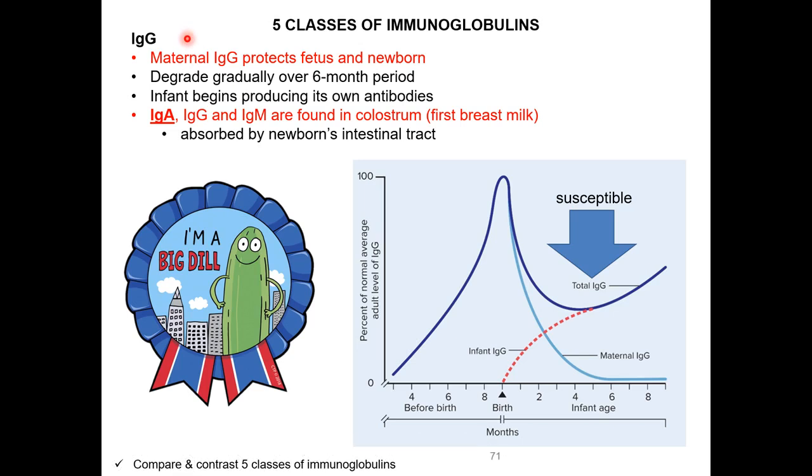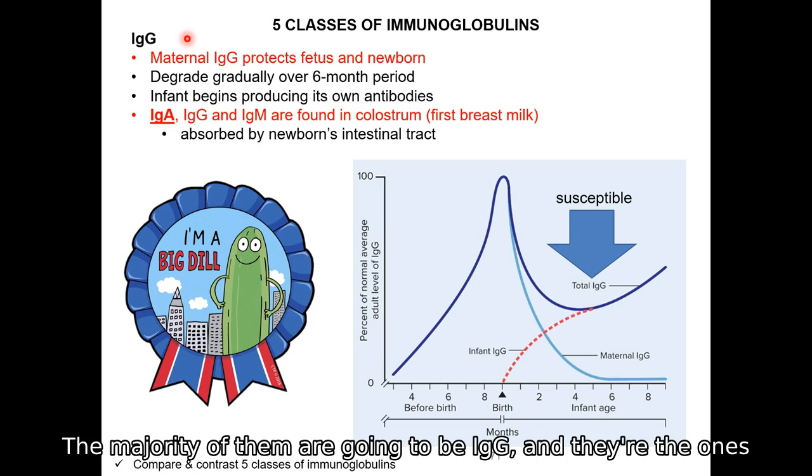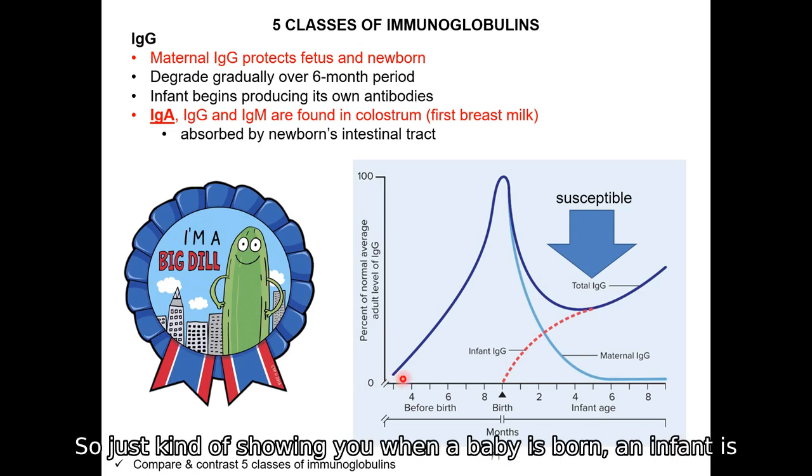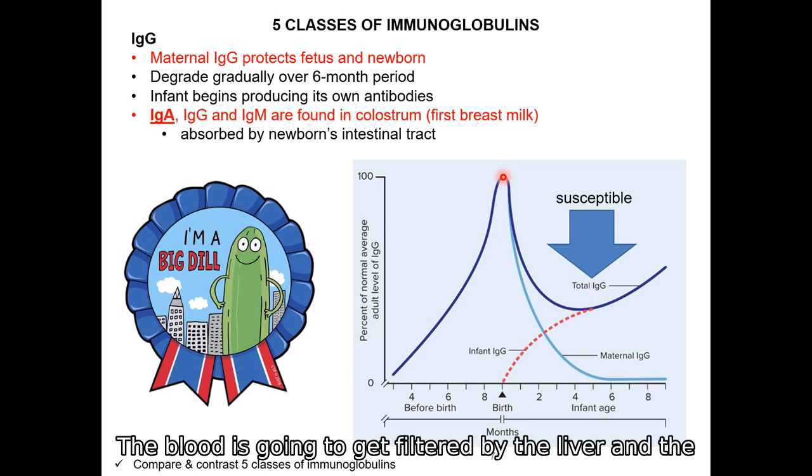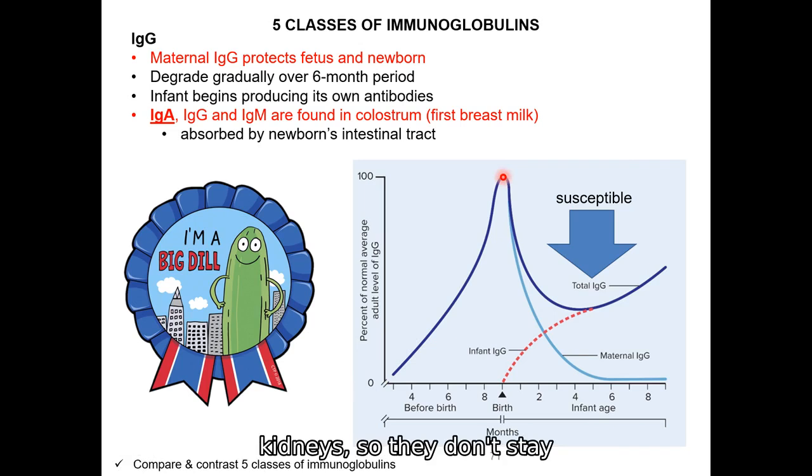IgG is the big deal. Yep, the majority of them are going to be IgG, and they're the ones that can cross the placenta. So just kind of showing you, when an infant is born, they have mom's IgG antibodies. Antibodies are proteins. The blood's going to get filtered by the liver and the kidney, so they don't stay around forever. So you see mom's antibodies go down.